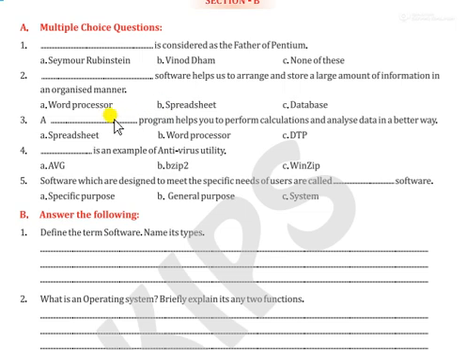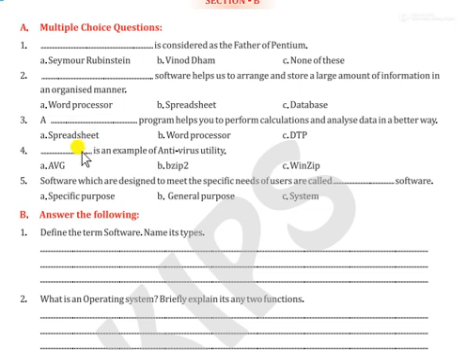Now the third one. A dash program helps you to perform calculations and analyze data in a better way. The calculation that we can do is on a spreadsheet. When we make a table or enter data in tabular form in a spreadsheet, it enables us to perform calculations and analyze data in a better way. So your third answer is A, spreadsheet.